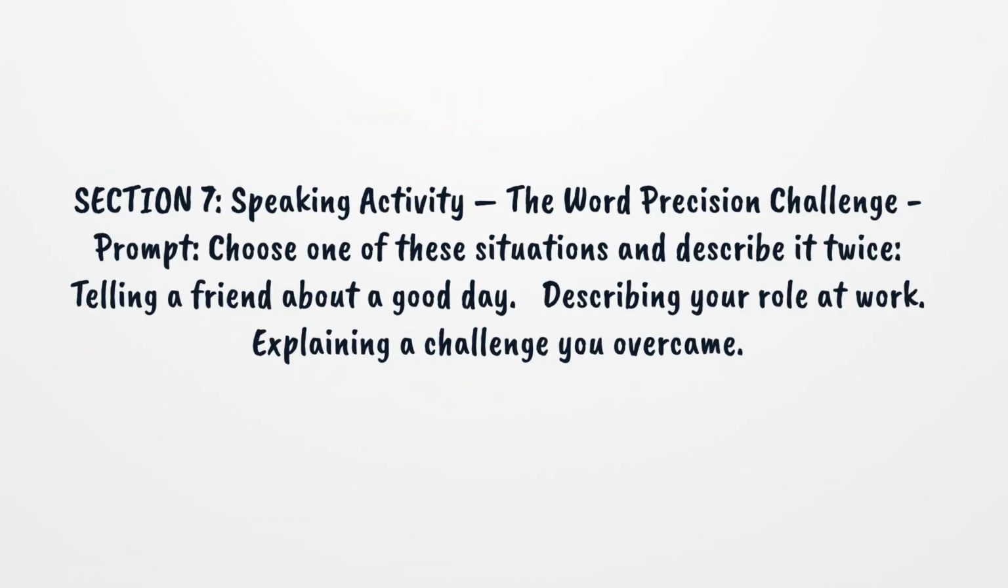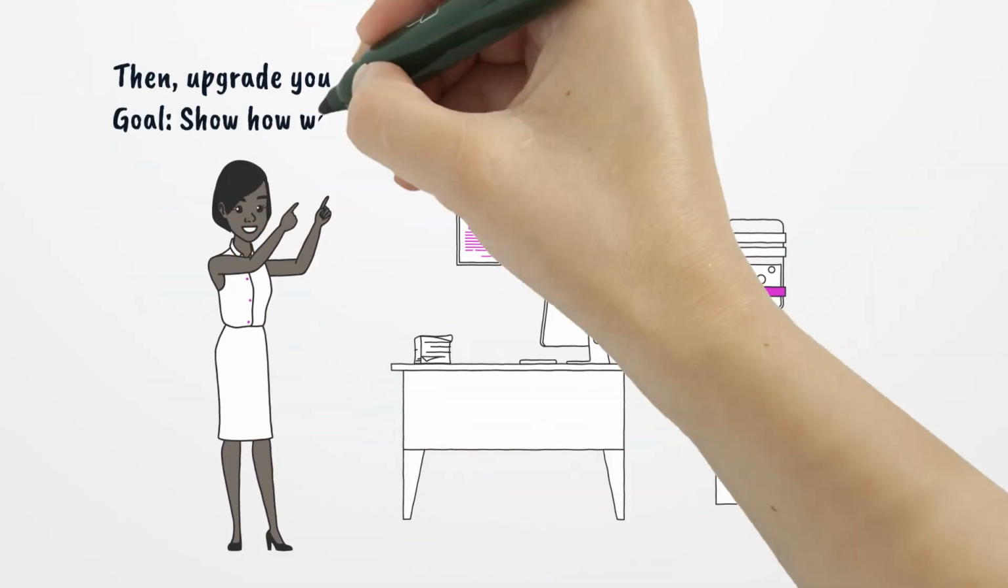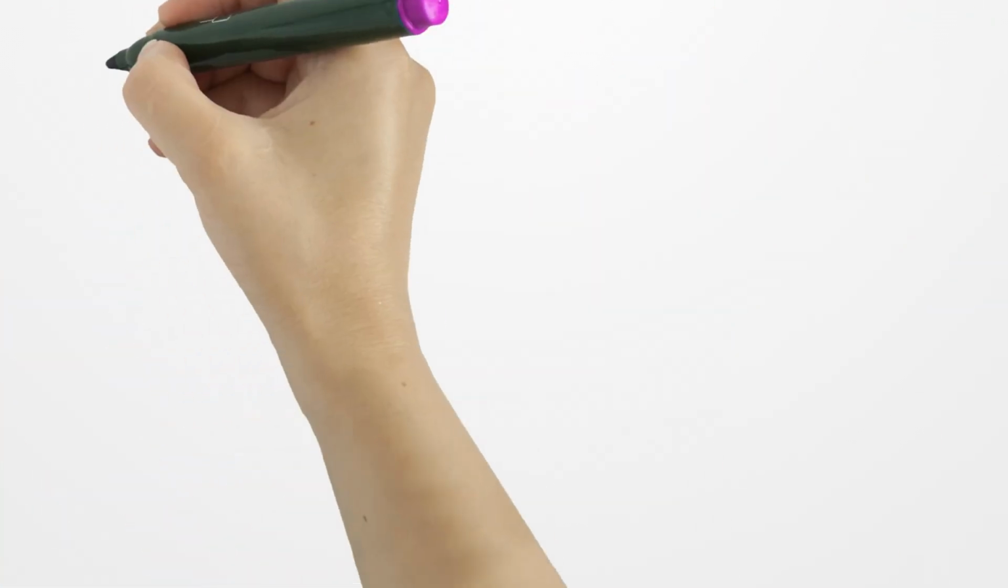Section 7. Speaking activity. The word precision challenge. Prompt. Choose one of these situations and describe it twice. Telling a friend about a good day. Describing your role at work. Explaining a challenge you overcame. First, use basic vocabulary. Then, upgrade your word choice using synonyms and refined tone. Goal. Show how word choice changes tone, confidence, and clarity.